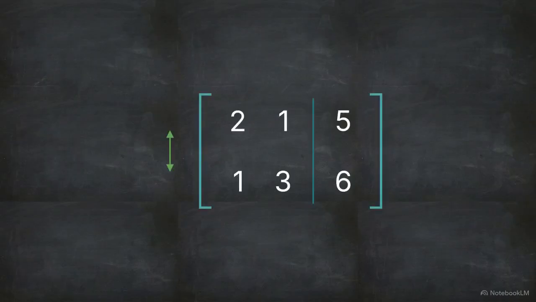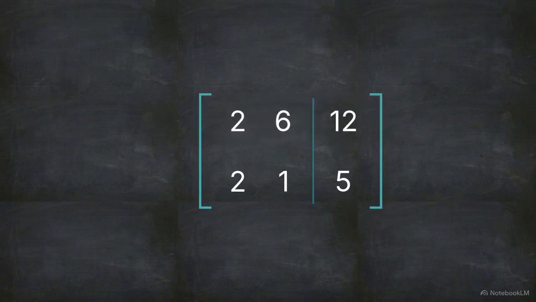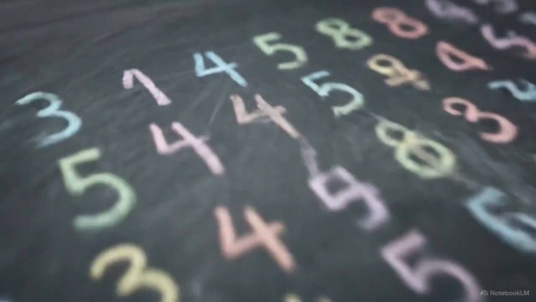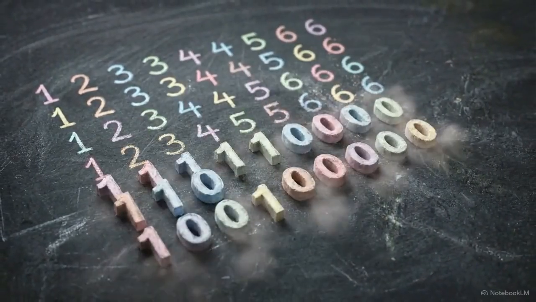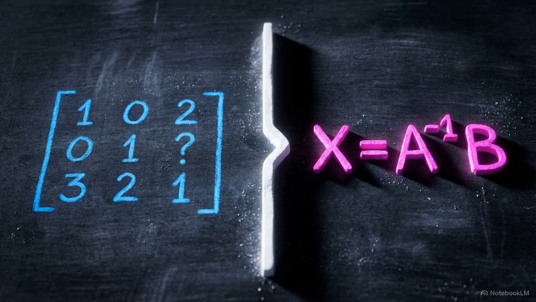First is row swapping, where we exchange the positions of two rows. Second is row multiplication, scaling an entire row by a non-zero number. Third is row addition, where a row is replaced by itself plus a multiple of another row. Once Gaussian elimination achieves row echelon form, the values for the variables can be easily identified using back substitution. There is an alternative framework for solving the system, one that bypasses row-by-row reduction.